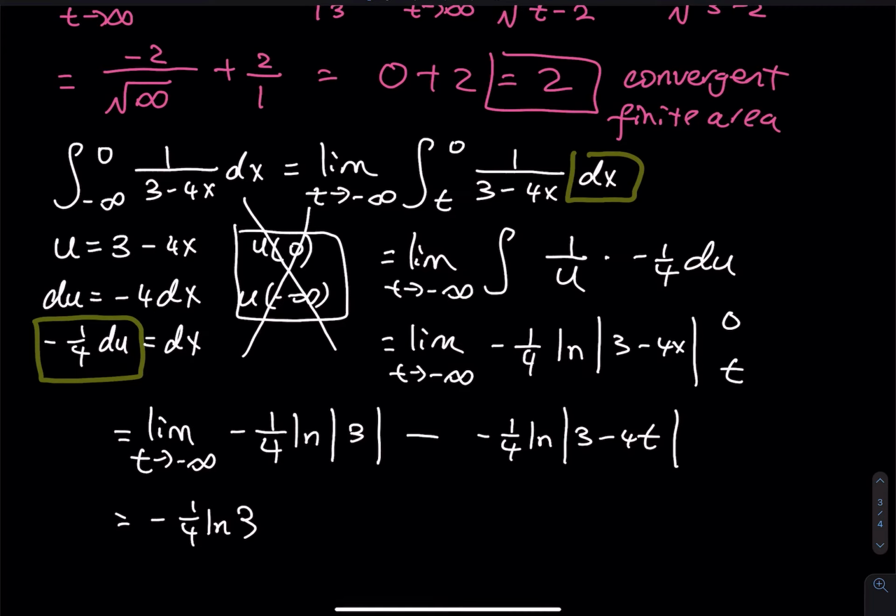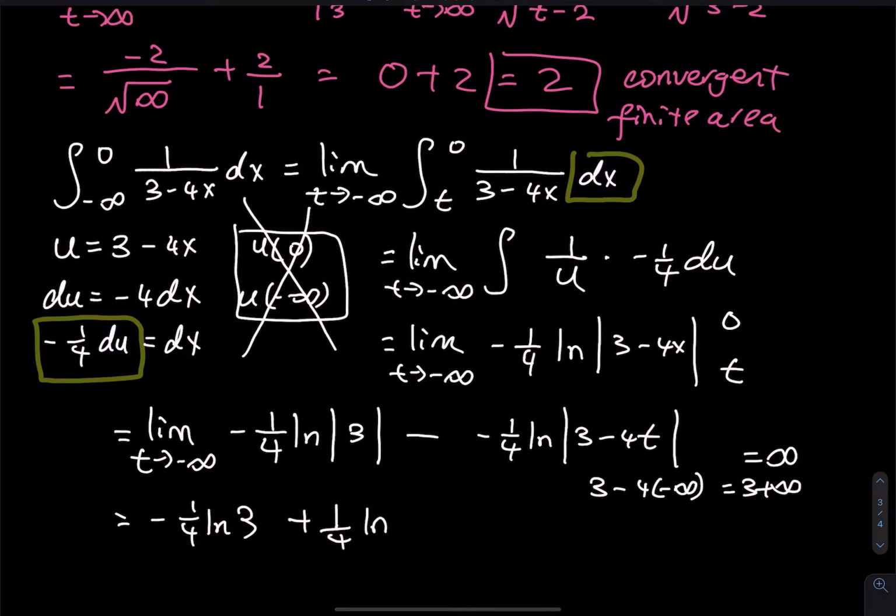That is just equal to a number, and then plus 1 over 4 ln. So you have 3 minus 4 times negative infinity. So 3 times minus 4 times negative infinity. So negative, negative, that becomes a plus. So you have 3 plus infinity. That is just equal to infinity. So therefore, we have ln of infinity.